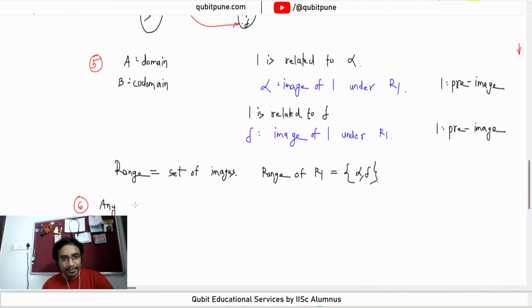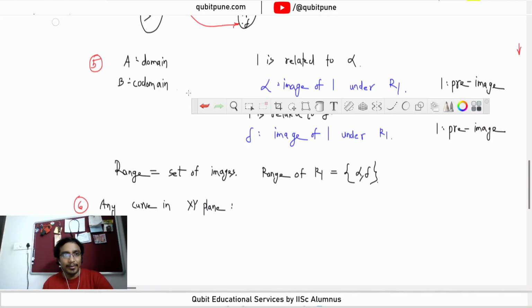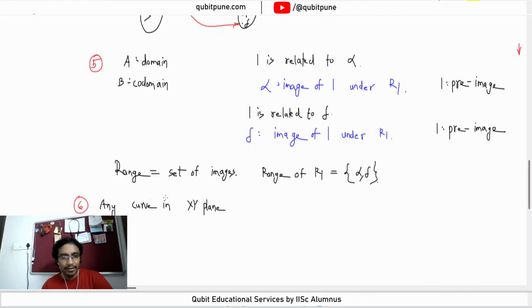Any curve in the xy plane is a relation, or the set of all points there. Sorry, let me put it in that way. Any curve in the xy plane will consist of points, right? Consist of points, and their coordinates.